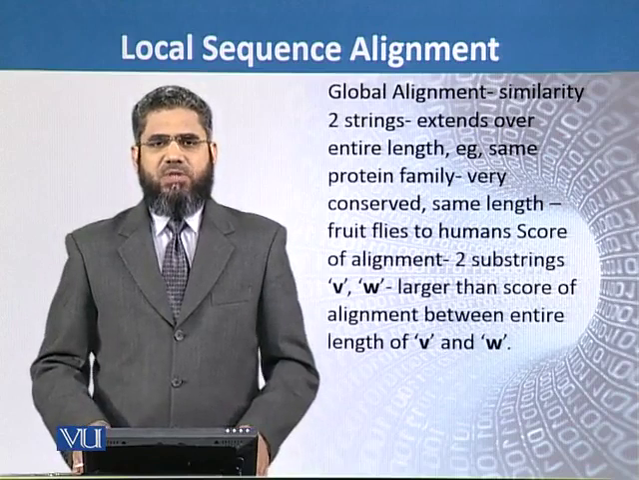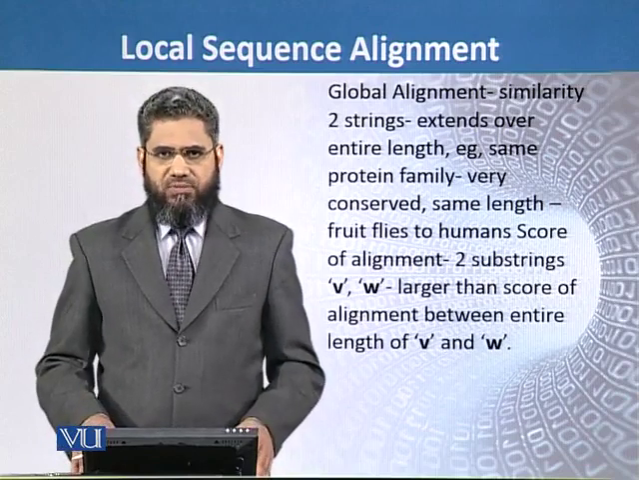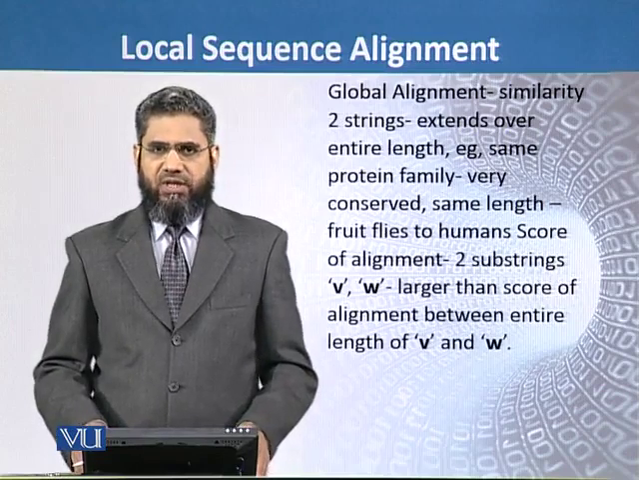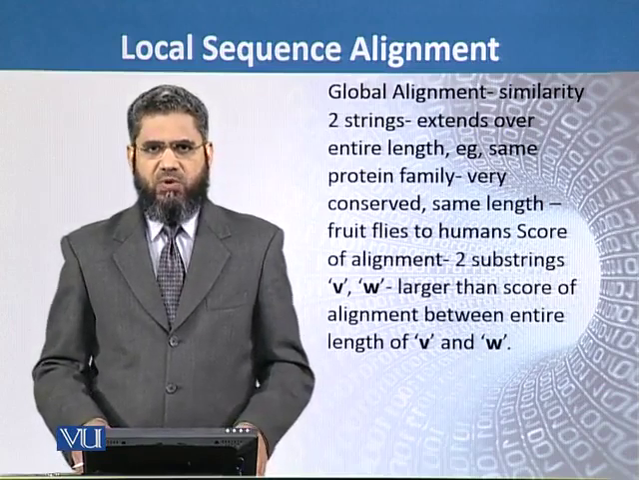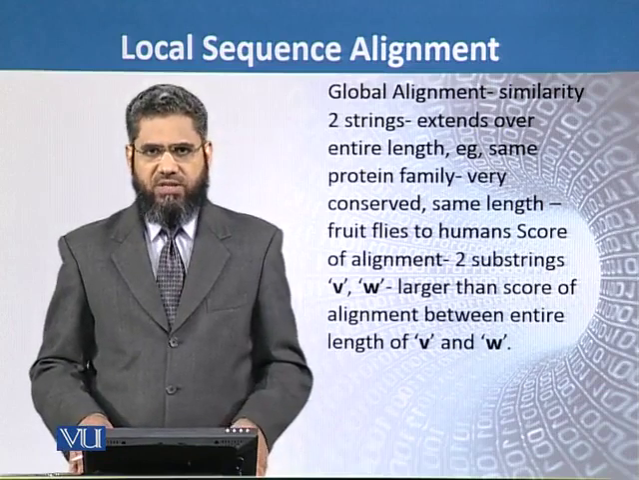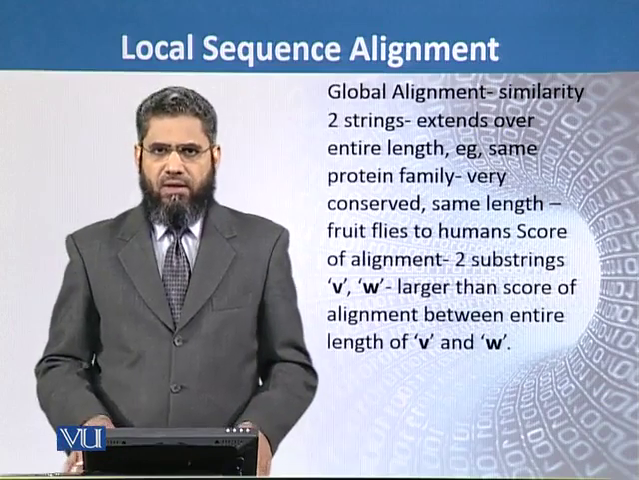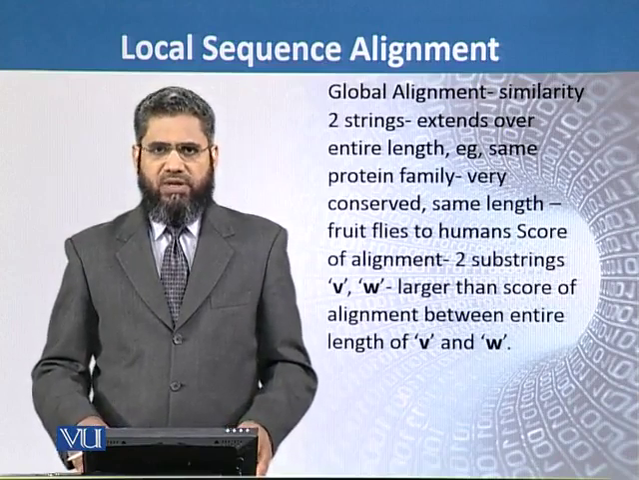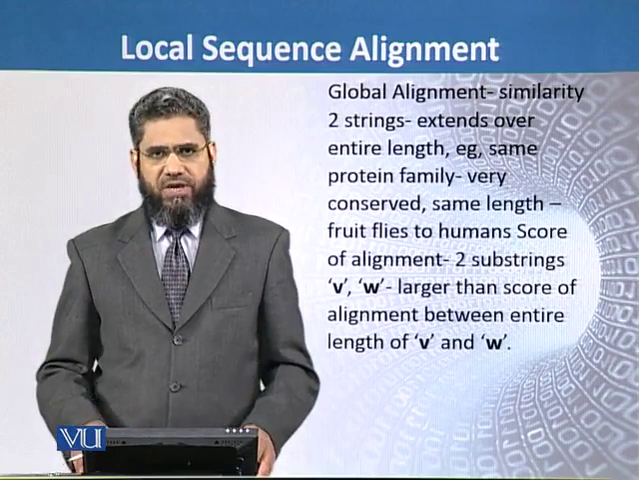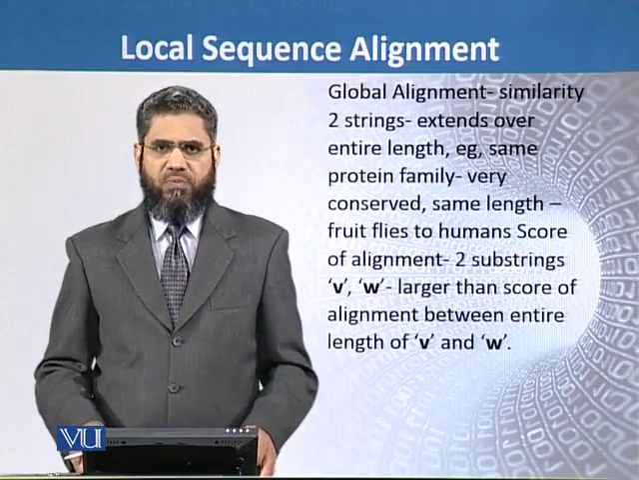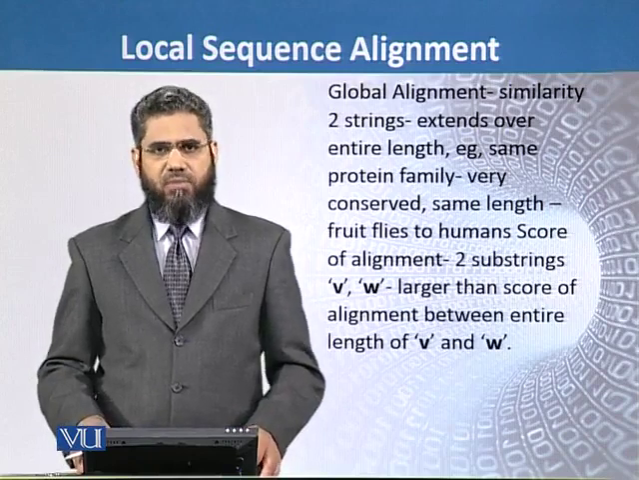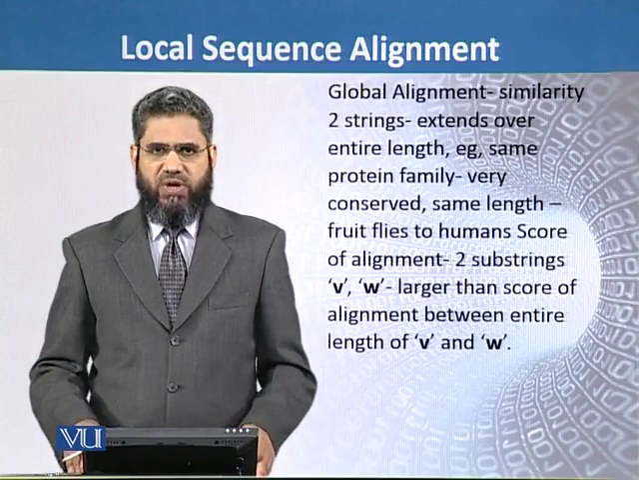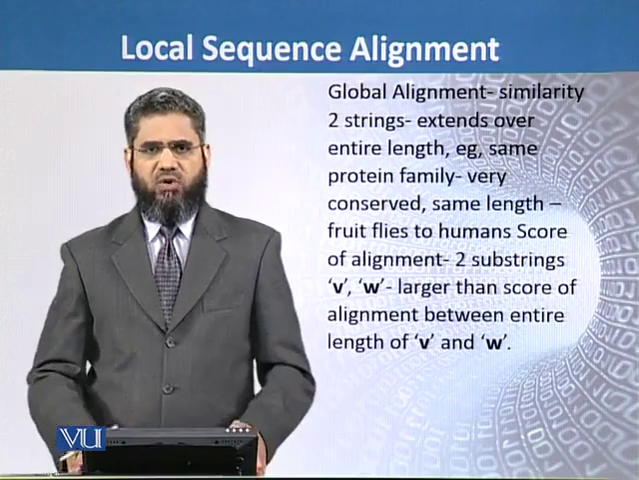Sometimes it happens that the two proteins considered for the global sequence alignment have a lower score as compared to the subsequences present within these proteins. If we consider two proteins V and W, it is possible that the subsequences within these two proteins have a much higher score as compared to the score from one end to the other end of the proteins.